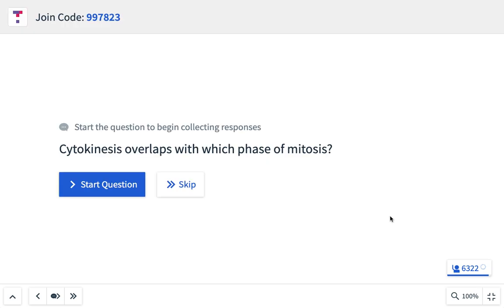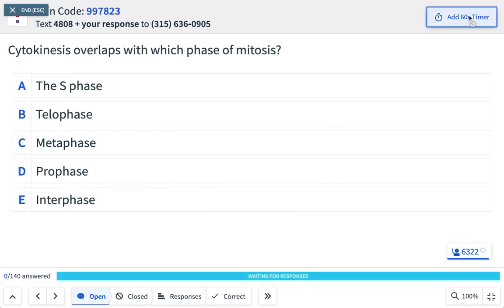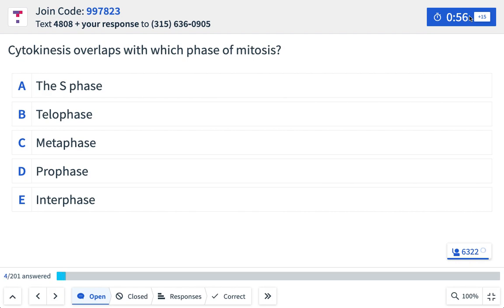So let's go through our next review question. Cytokinesis overlaps which phase of mitosis? Or another way of phrasing it is the cell membrane pinches during which stage of nuclear replication?